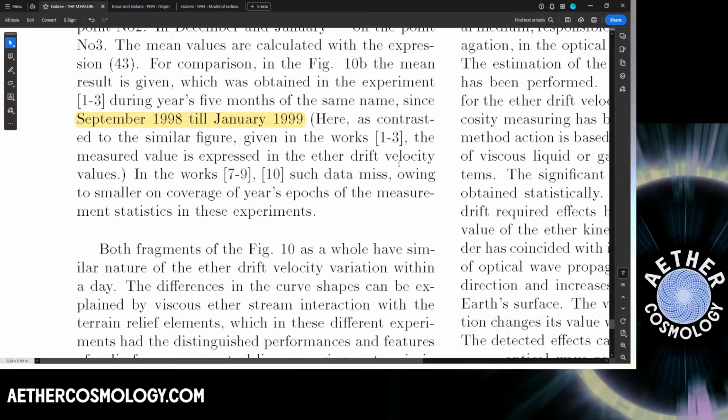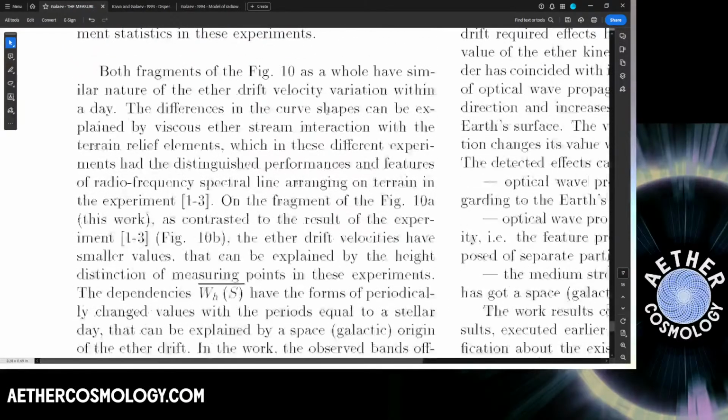Here, as contrasted to the similar figure given in the works of 1 through 3, the measured value is expressed in the ether drift velocity values. In the works of 7 through 9 and 10, such data are missing owing to smaller coverage of the year's epochs of the measurement statistics in these experiments. Both fragments of figure 10 as a whole have a similar nature of the ether drift velocity variation within a day.